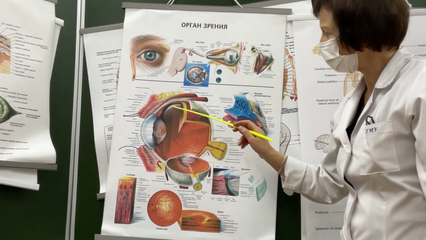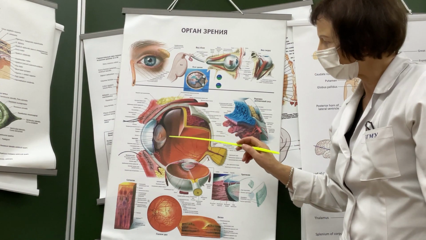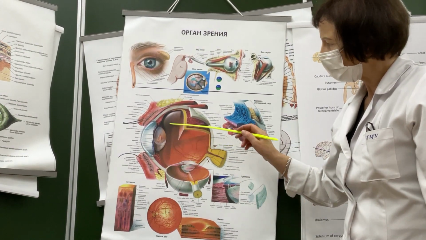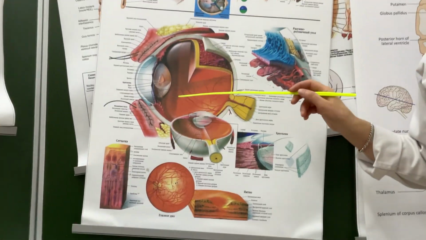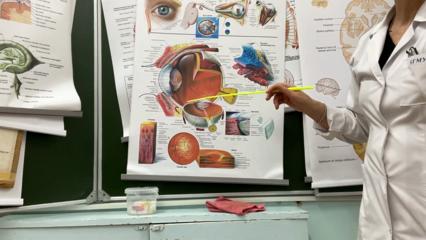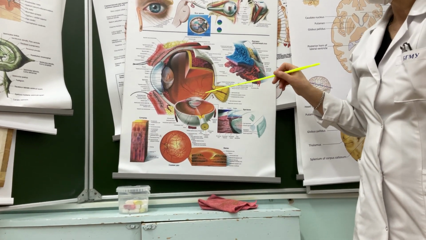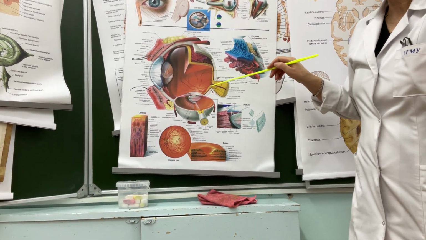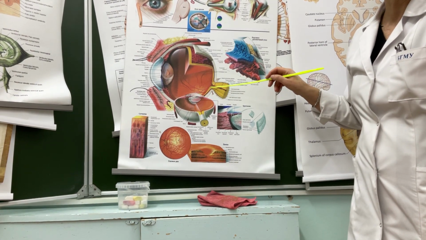Here, the border between the optic part and the blind part is called ora serrata. Ora serrata corresponds to the connection between the ciliary body and cornea. So this is the retina. And we have two spots on the posterior wall of the eyeball. This will be the optic disc, or blind spot.